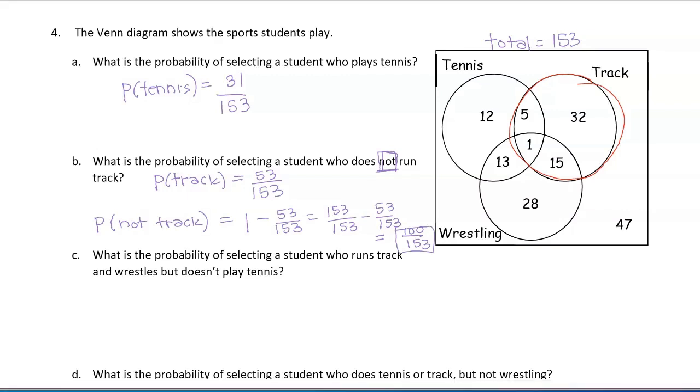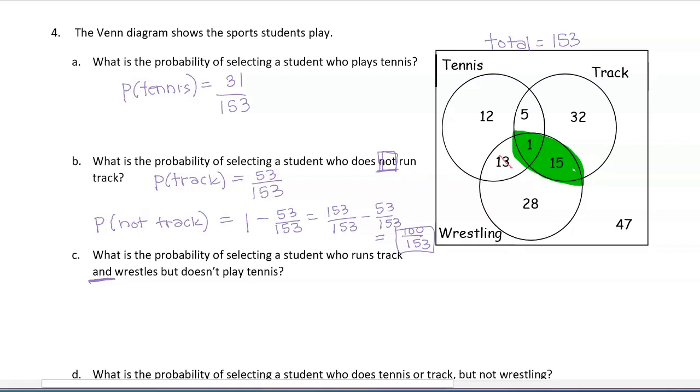Now let's look at this next one. What is the probability of selecting a student who runs track and wrestles but does not play tennis? The next question says, what is the probability of selecting a student who runs track and wrestles? That is going to be the intersection. Here's track and wrestling. So if I add those up, I get 16.